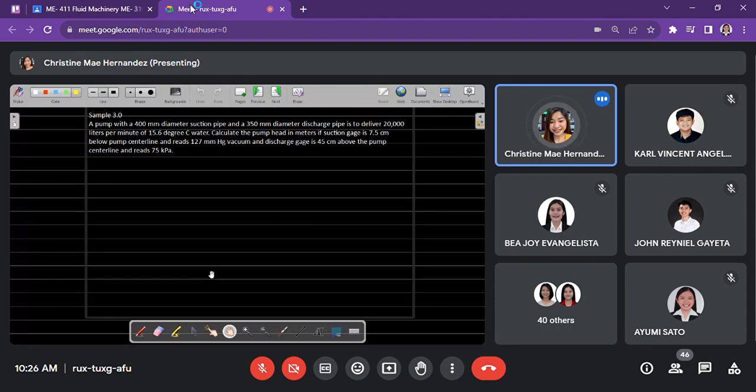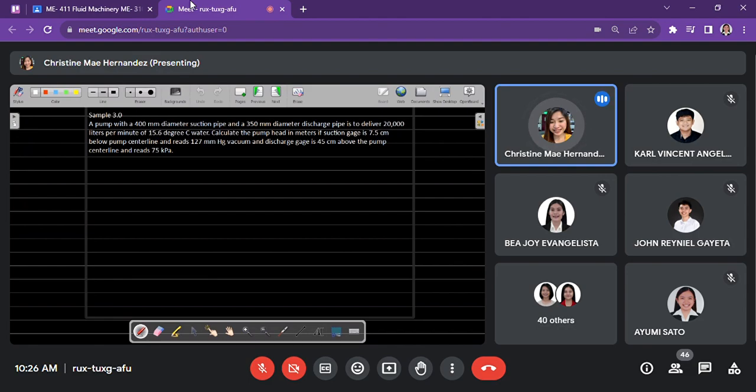A pump with a 400 mm diameter suction pipe and a 350 mm diameter discharge pipe is to deliver 200,000 liters per minute of 15.6 degrees Celsius of water. Calculate the pump head in meters if suction gauge is 7.5 cm below the pump center line and it reads 127 mm Hg vacuum and discharge gauge is 45 cm above the pump center line and reads 75 kPa.